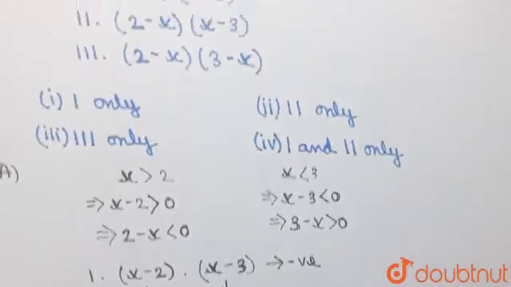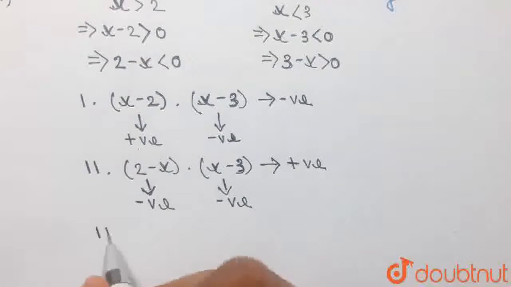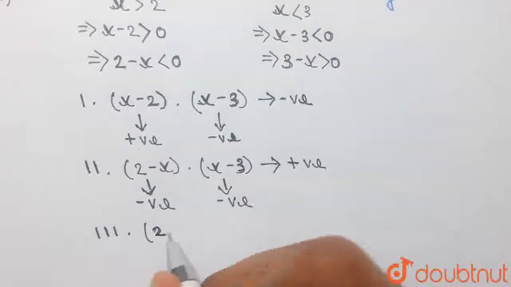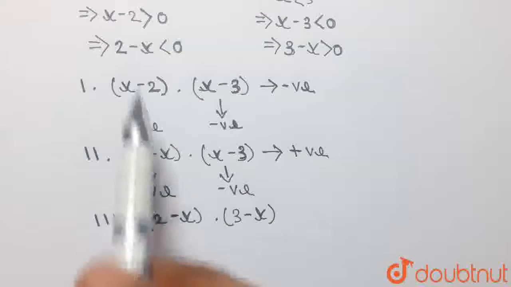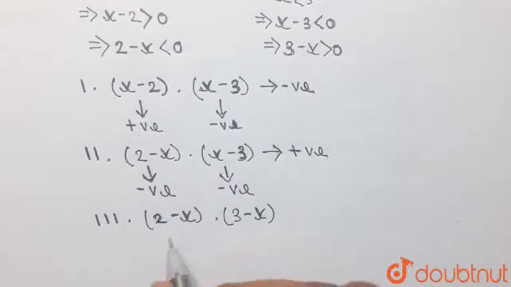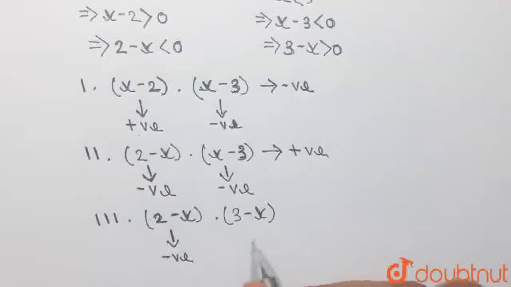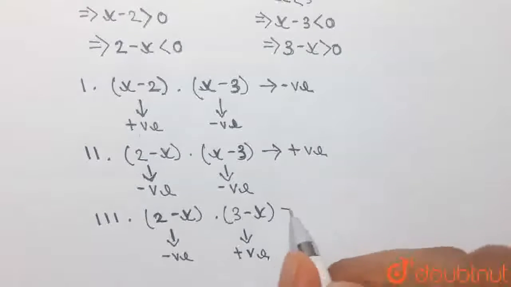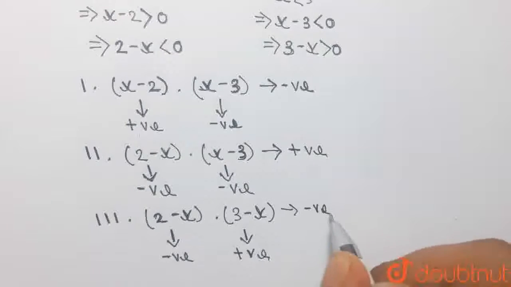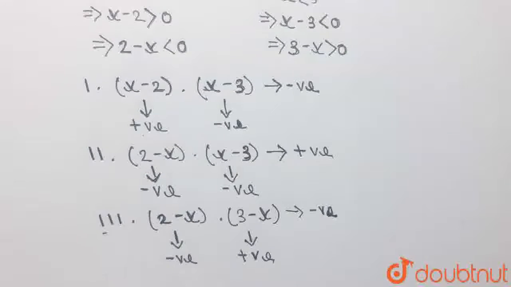Finally, checking for the last expression, expression number 3, which is 2 minus x into 3 minus x. Now we have obtained that 2 minus x is less than 0, hence 2 minus x is negative, whereas 3 minus x is greater than 0, as obtained. Hence, 3 minus x is positive, and the product of a negative and a positive number is obviously negative. So the product of 2 minus x and 3 minus x is negative. Hence, we can conclude that the expression given in number 3 is negative.